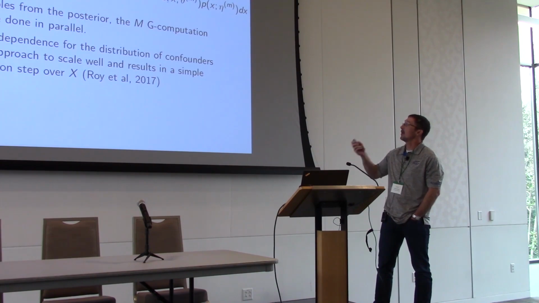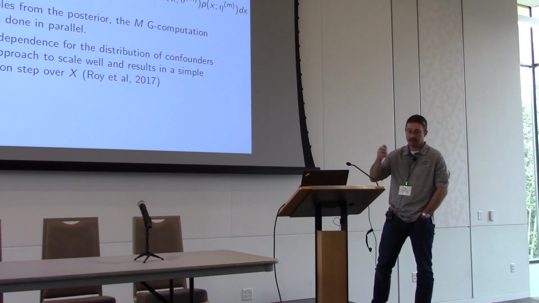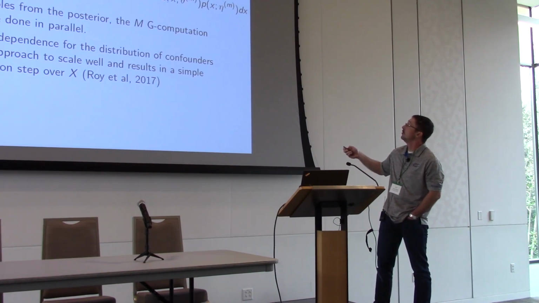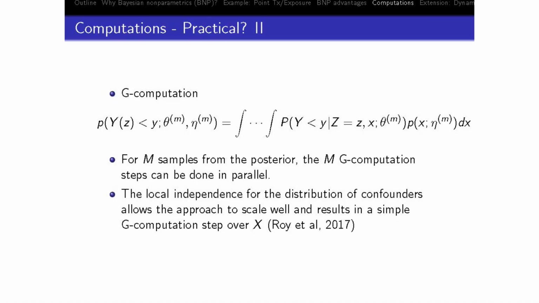And then you do your posterior sampling using this enriched Dirichlet process mixture, and then you need to do G computation to get the causal effects. This is written generally here. So the G computation steps can all be done in parallel.